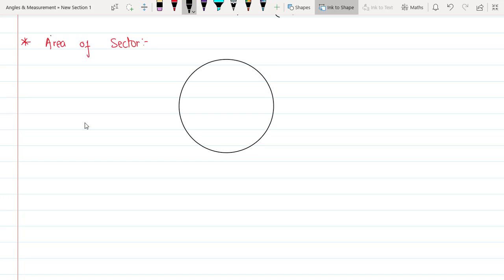Once you understand the arc length, this area of sector is again on the same line. See here, if suppose this is the center, and suppose this is the radius, we have r, and I don't know the value of theta, so let this be theta, and of course this is again my r. Now what is the sector? This portion becomes the sector. This is what the sector is.